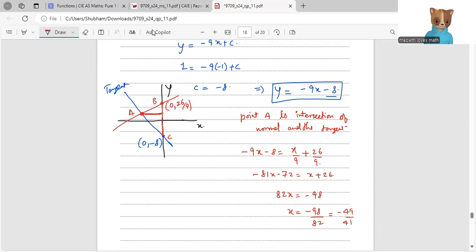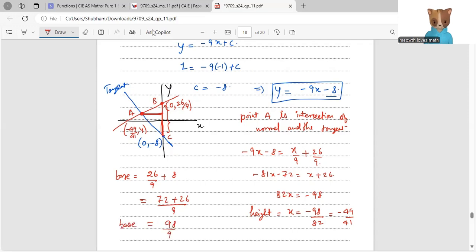Okay, so this is the value of the x distance. I need only the x coordinate because that will give me the x distance, which is the height, right? So this x is nothing but the height of the triangle. The x coordinate is negative 49 by 41. I don't need the y value. Now we have the height, and we have the base. So now base is how much? I need to add it up, right? The base is 26 by 9 plus 8. It's a distance, so don't add negative 8. I have to eliminate the negative sign. So this becomes 72 plus 26 over 9, which is nothing but 98 over 9.